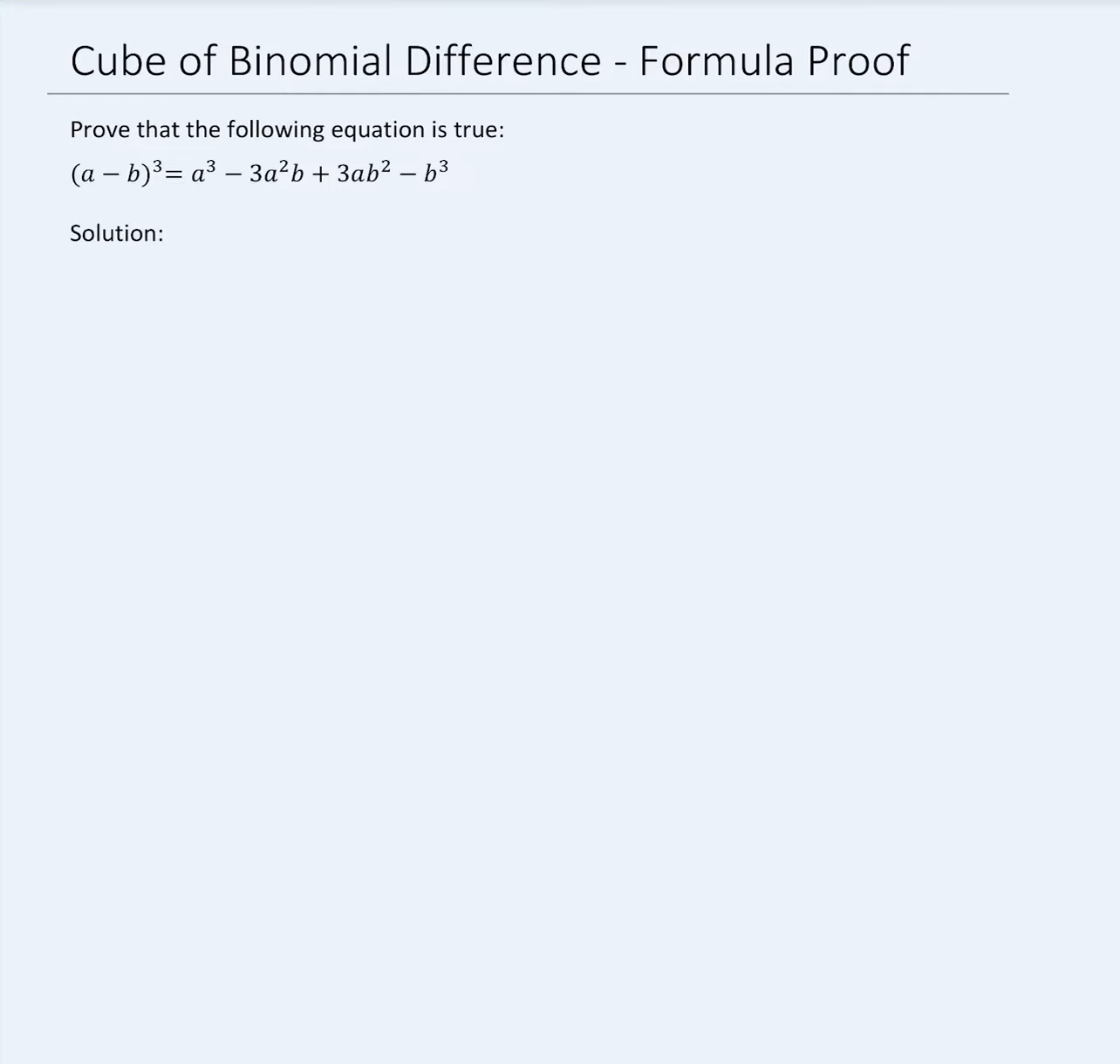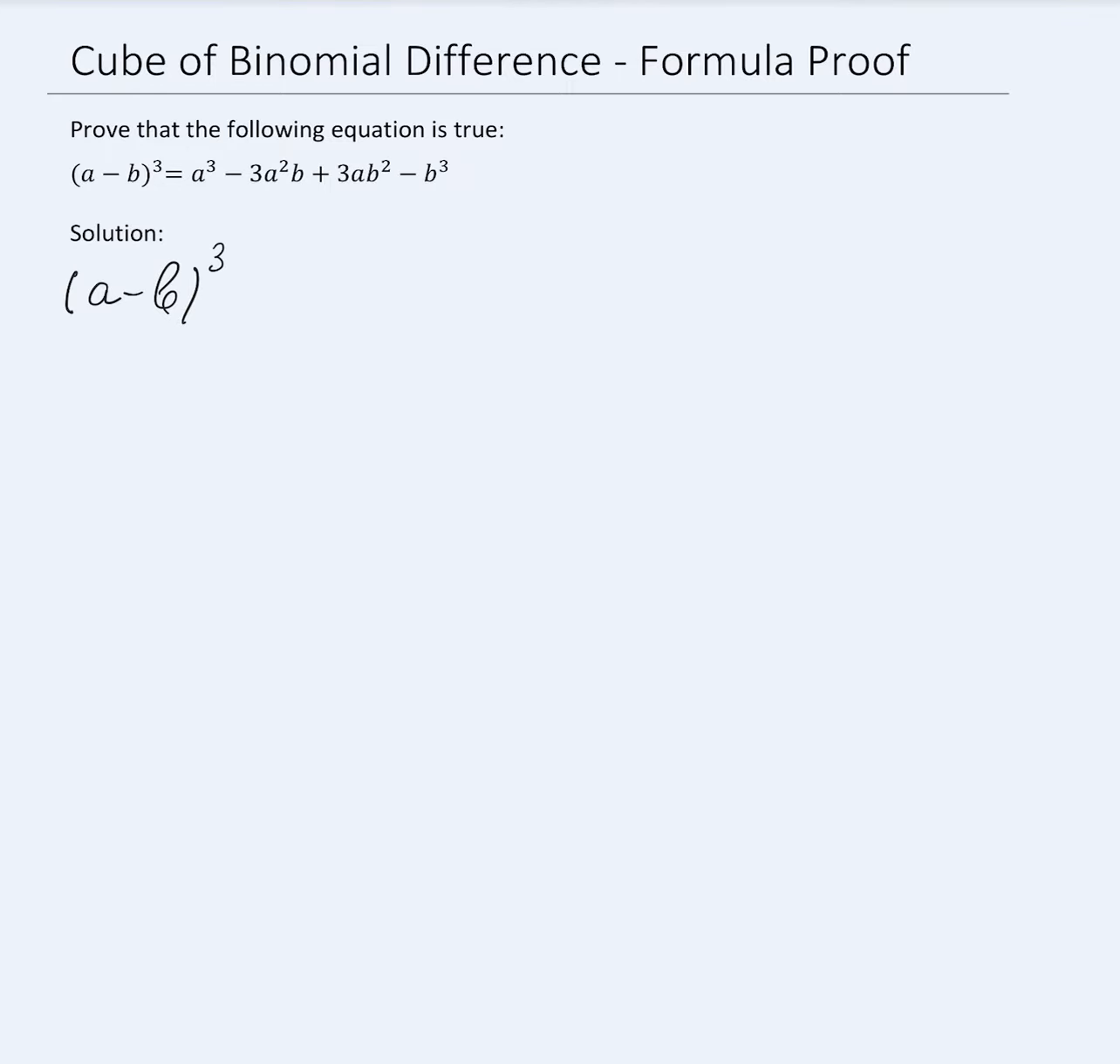In this video I'm going to prove that the following equation is true. (a - b)^3 equals a^3 - 3a^2b + 3ab^2 - b^3. As a first step, I need to factor the left side of the equation.